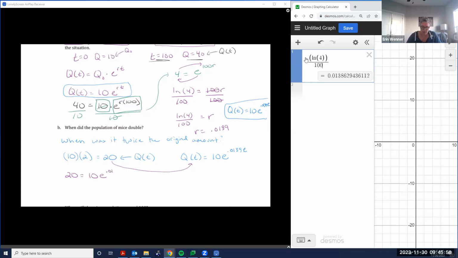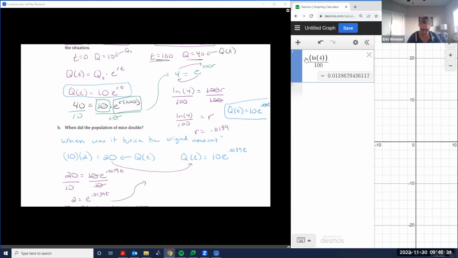And we're going to go through all the same steps here to solve for t that we did just before to solve for r. Meaning we're going to start by dividing both sides by 10. 20 divided by 10 is going to be 2. And now we're going to switch it from exponential into logarithmic. So it's 2 equals e to the 0.0139 t.